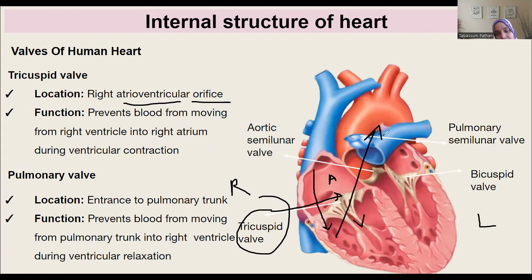Again, it should not come backward. This backward flow is prevented by the pulmonary valve, which is also known as the pulmonary semilunar valve. So this backflow from this direction should be prevented during relaxation. When relaxation happens, the blood should not come back. Moving on, this was about the tricuspid and the pulmonary valve. I hope you have understood. If you have not, make a note of it and you can ask me.